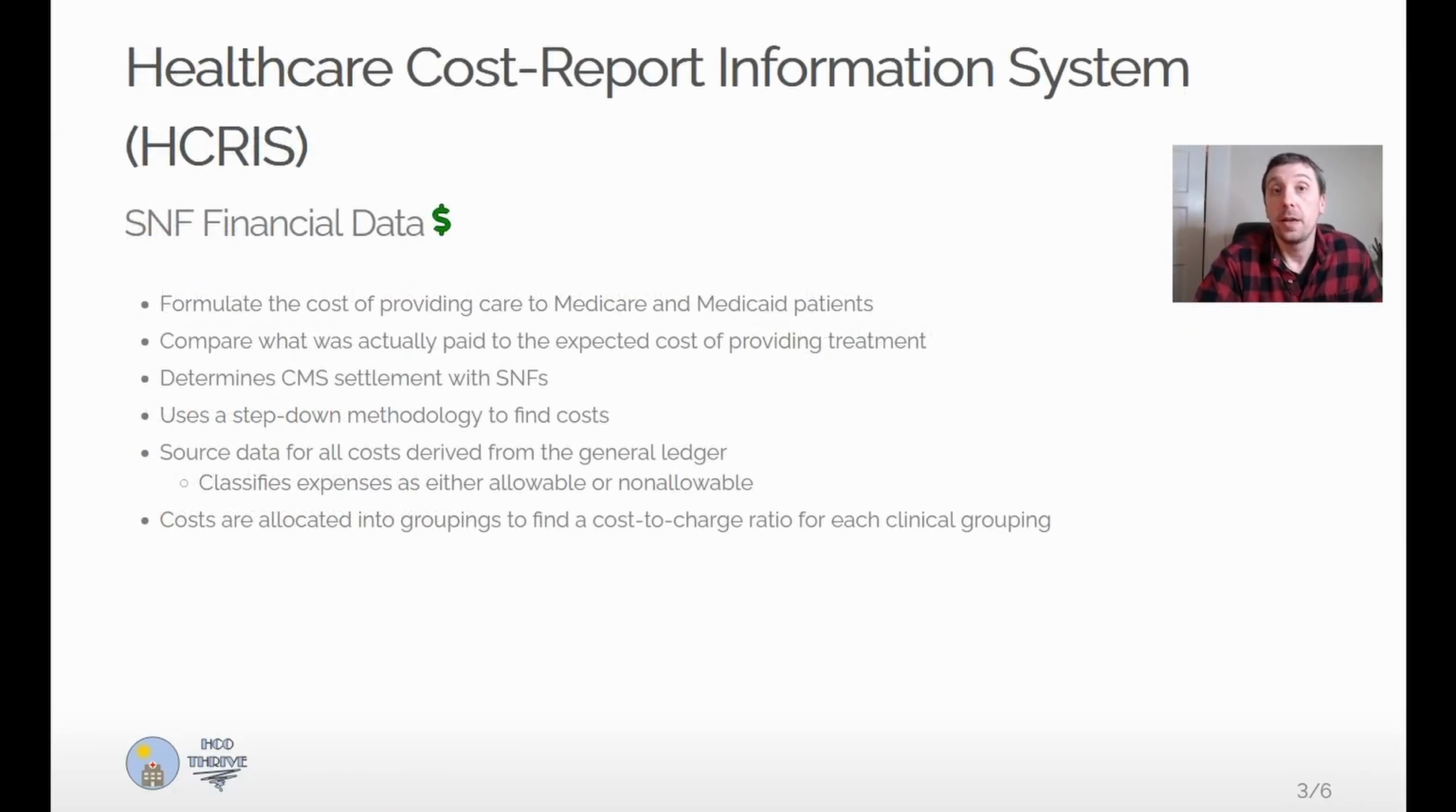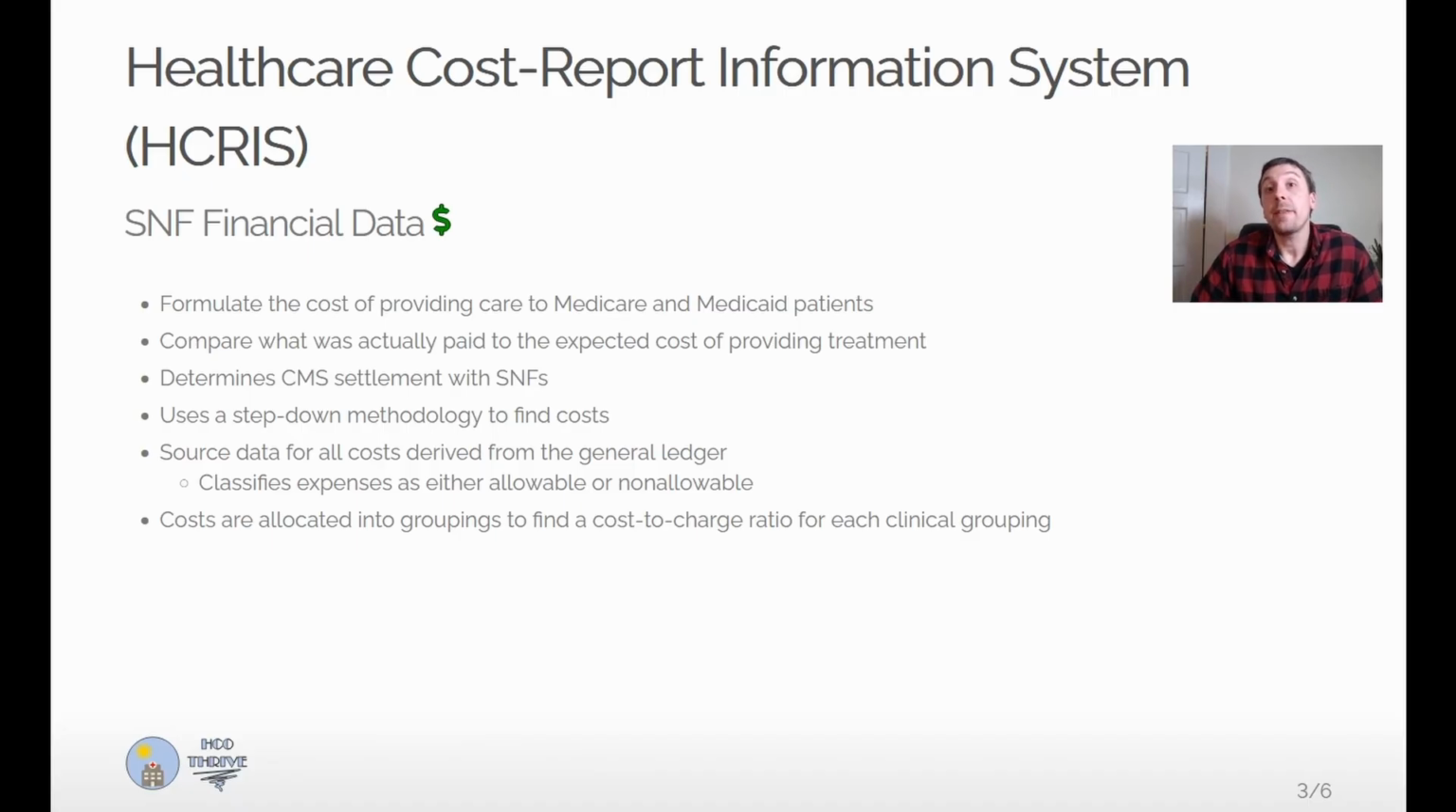HCRIS is used to determine how much it costs to provide care to both Medicare and Medicaid patients. Compare what was actually paid to the expected cost of payment. This is how CMS determines its settlement with skilled nursing facilities.